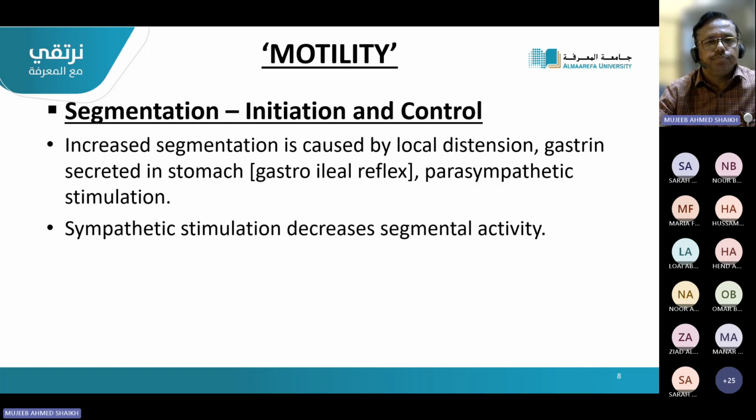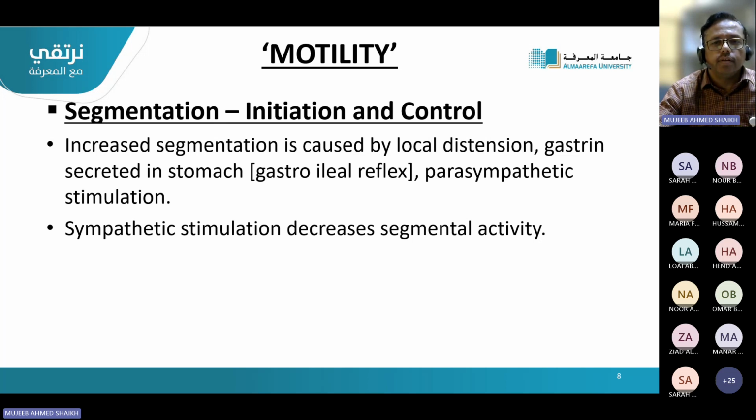Now, this is initiated by the local distension. When the chyme is there, it will stretch the wall. This is a mechanical change which will cause the basic electrical rhythm to reach the threshold.